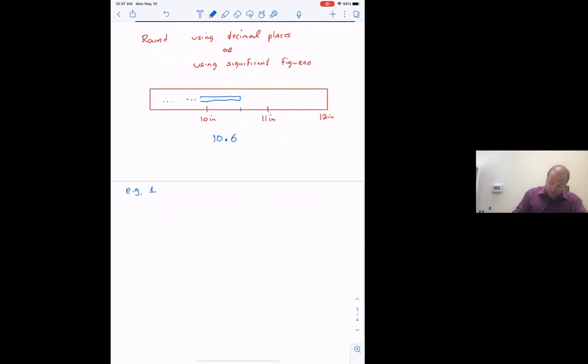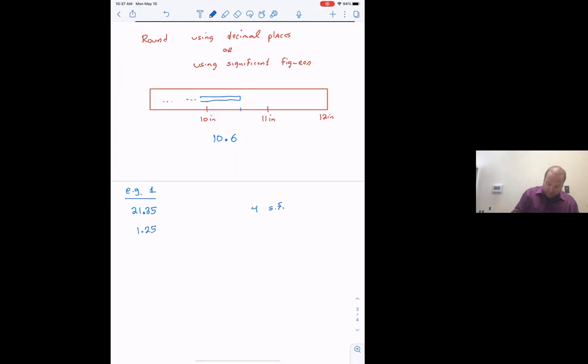So let's do example 1. Example 1 says, for each of the following, determine the number of significant figures. So 21.35. Rule number 1, if it's not 0, it's significant. So this one immediately has 4 significant figures. Any non-zero number is immediately significant. No questions asked.